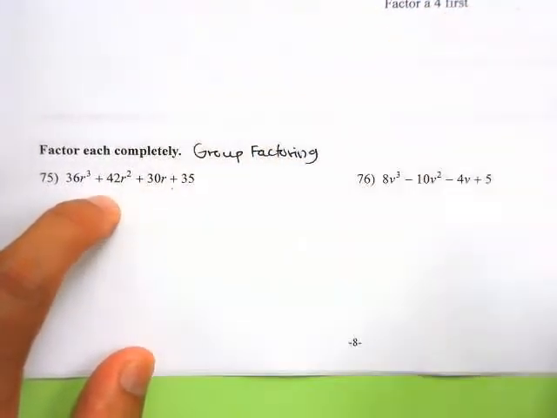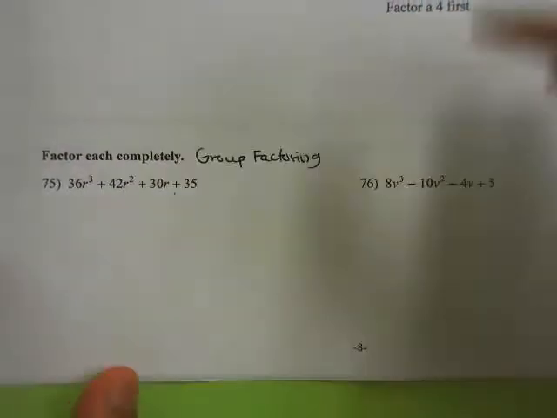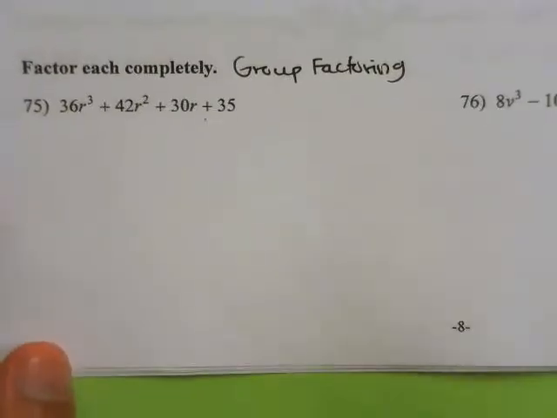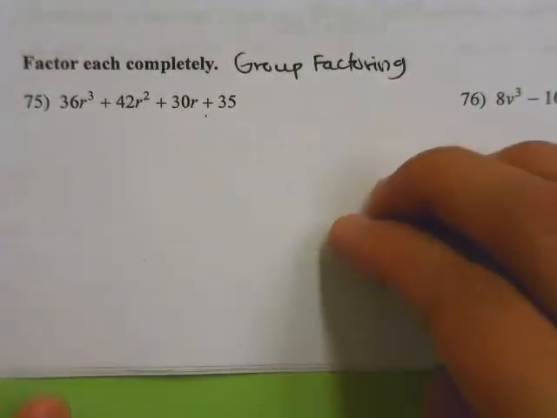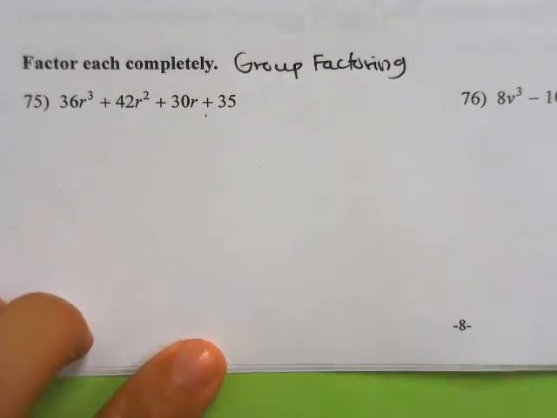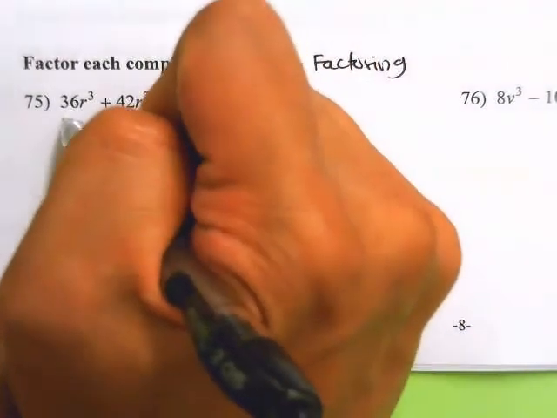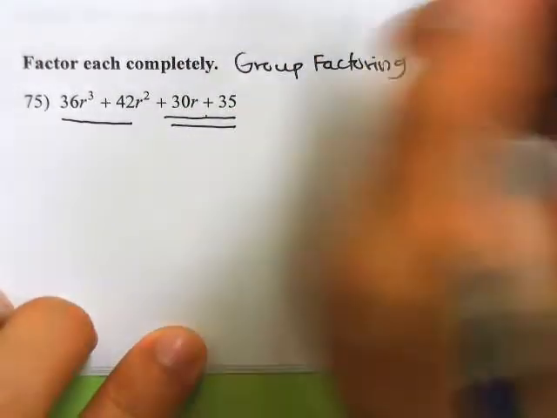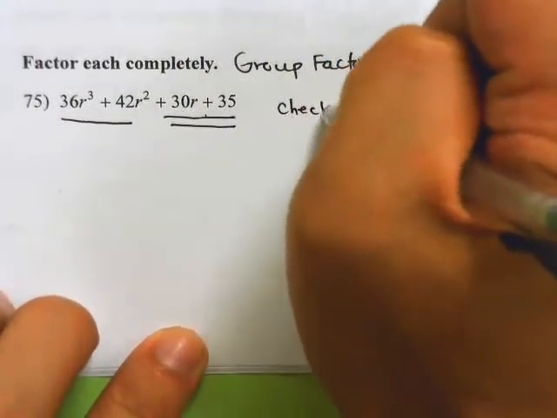And I'll probably do at least 2 problems for you guys today. 75. Whenever I see 4 terms, then I'm already thinking right away, this is probably going to be group factoring. And this is what I want to do. So I want to check maybe the first 2 terms and 2 last terms and check for a GCF.